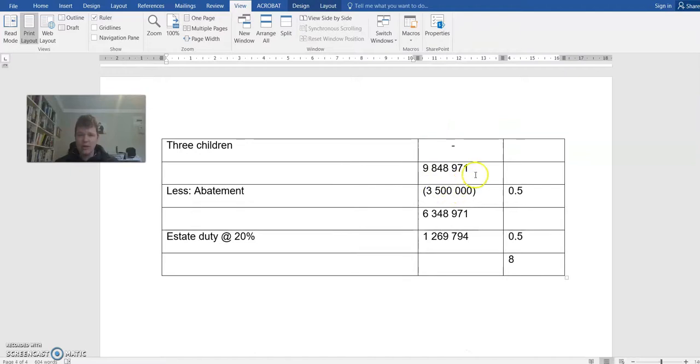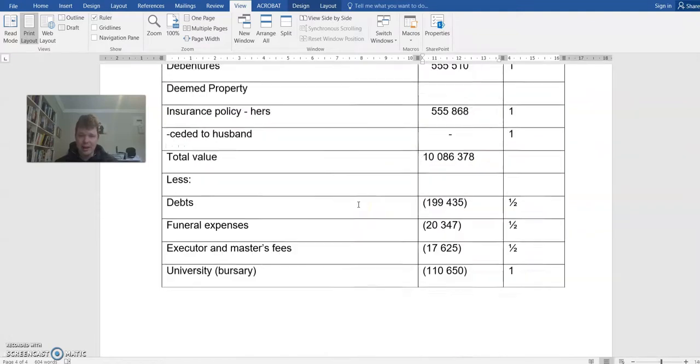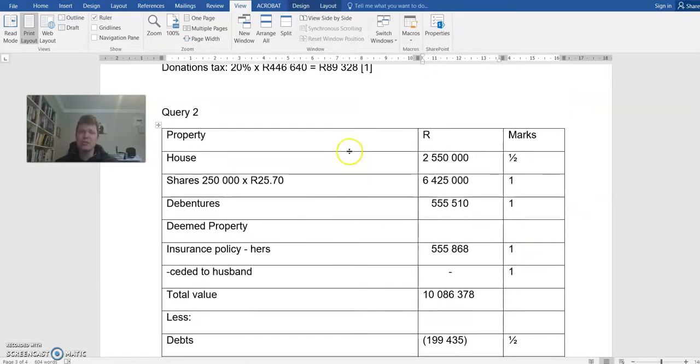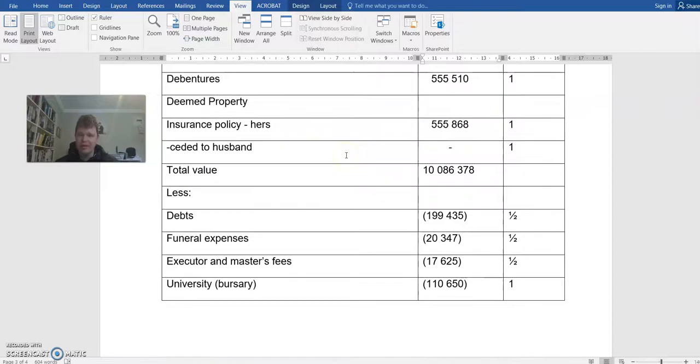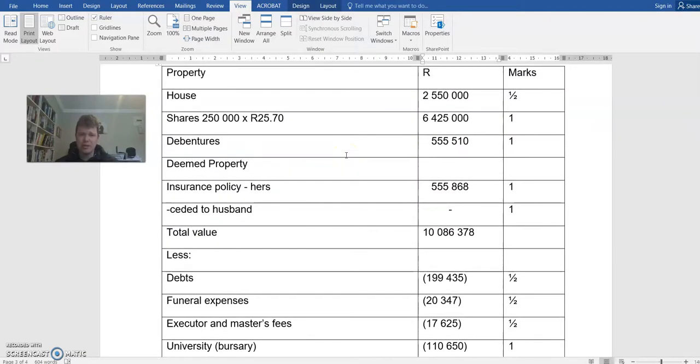Add this all up, you get to 9.8 million. Then take off your abatement of 3.5 million. There's no mention about anything else about previous spouses, so you don't have to worry. Gives you a net of 6.3. Multiply that by 20%, and that is your estate duty payable. The amounts don't exceed the threshold, so you don't have to worry about 25%. And yeah, this question was just to show you the process. Very, very basic. Nothing too difficult here.